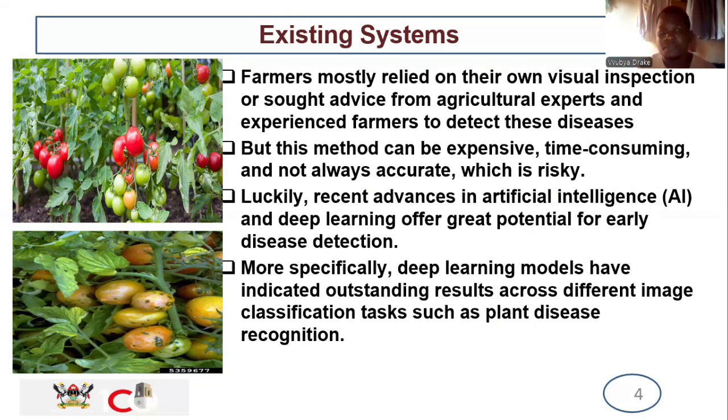Farmers mostly relied on their own visual inspections or advice from agricultural experts and experienced farmers to manage these diseases. This method can be expensive, time consuming, and not always accurate, because most diseases have the same symptoms. So there's a need for an automated system for early disease detection.